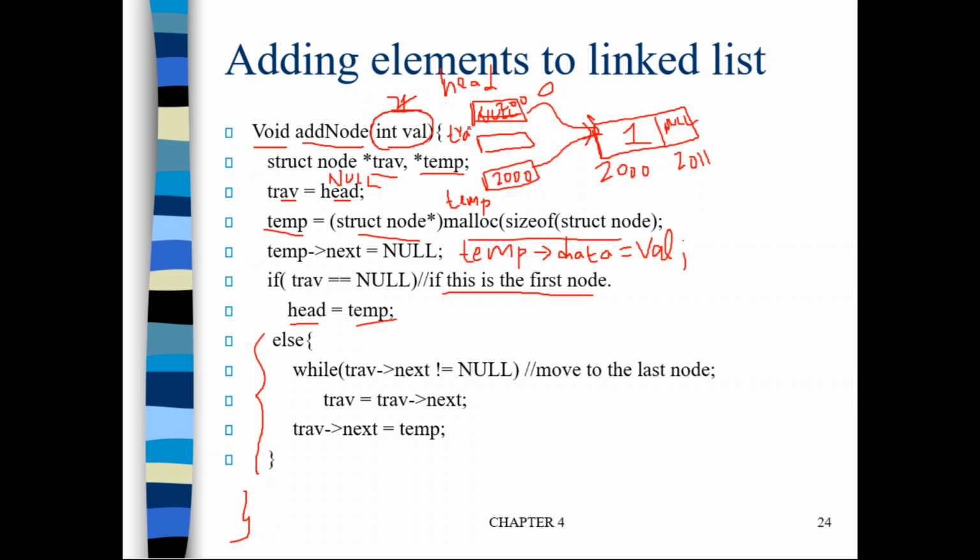Traverse is equal to head. So what is head? Head is 2000 currently. So traverse is equal to head. It means that traverse is also pointing to the first node. Okay, fine. Traverse is pointing to the first node.